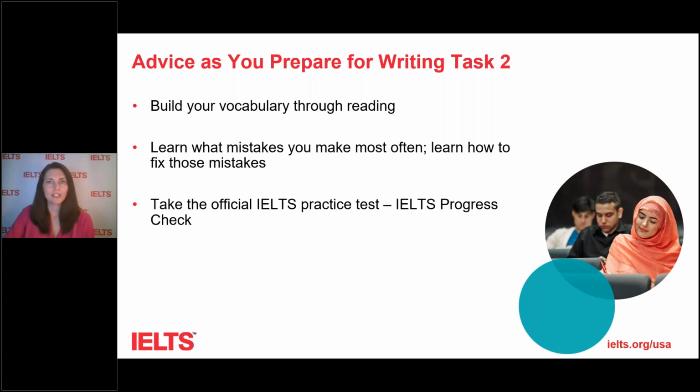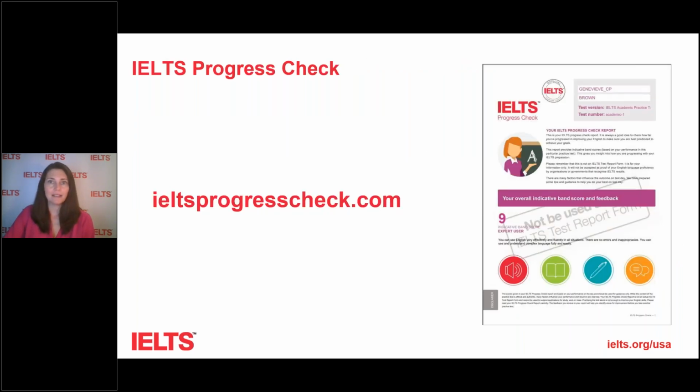And then finally, another suggestion is to take the IELTS Progress Check, which is an official IELTS practice test. I really like this because not only does it go over all 4 skills on the IELTS and give you an indicative score, so it gives you a score that shows you this is probably what you would make if you took the IELTS right now, but for writing you also get feedback from an IELTS marker. So this is really invaluable so that you can prepare and know how to focus your time to prepare. The IELTS Progress Check is around $45, and you can check out this site to find out more about it.